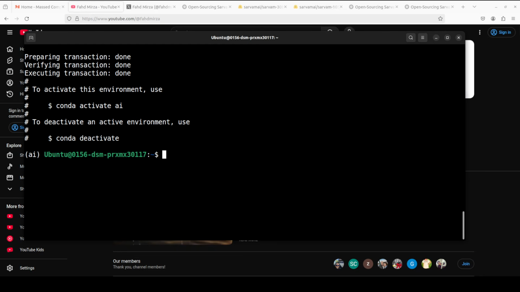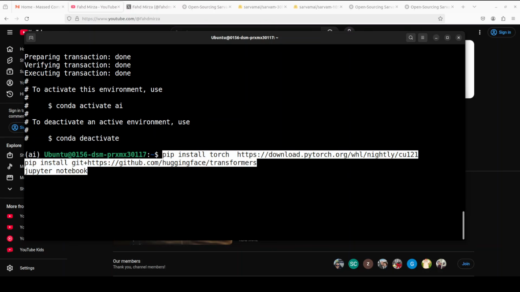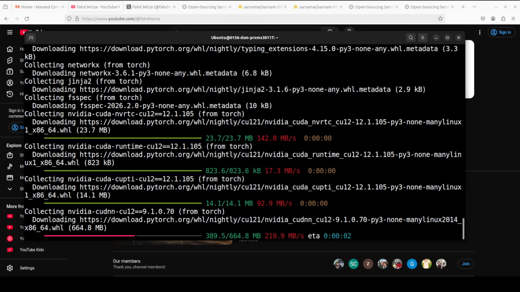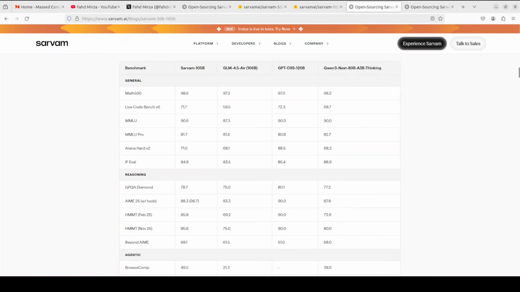And now let's install all the prerequisites and then I'm going to launch my Jupyter Notebook. This installation is going to take a couple of minutes. Let's talk about this model's architecture and a bit of the benchmarks.